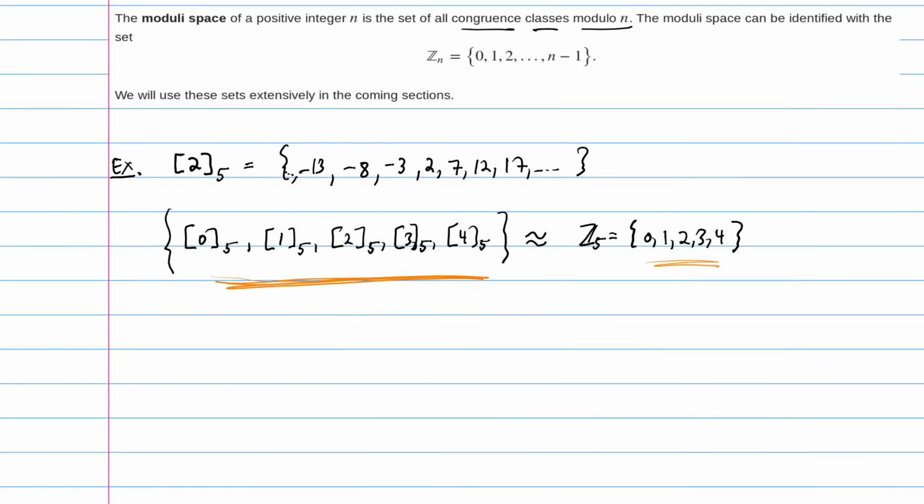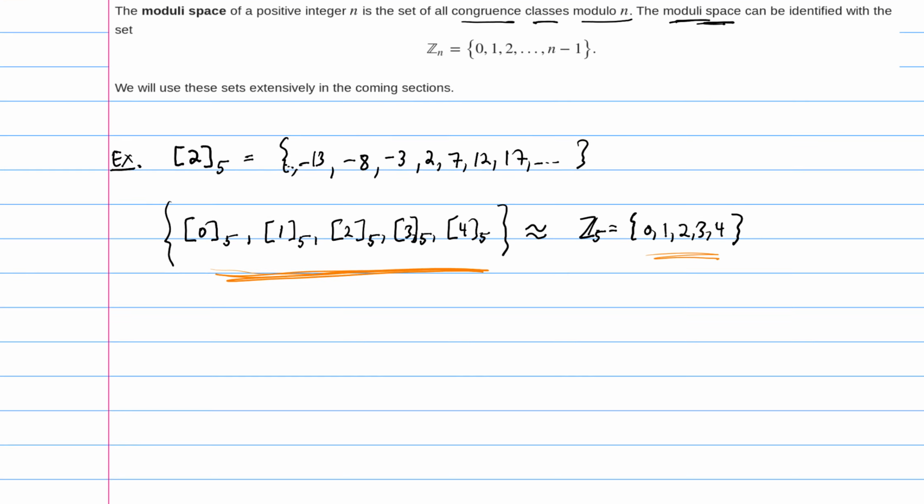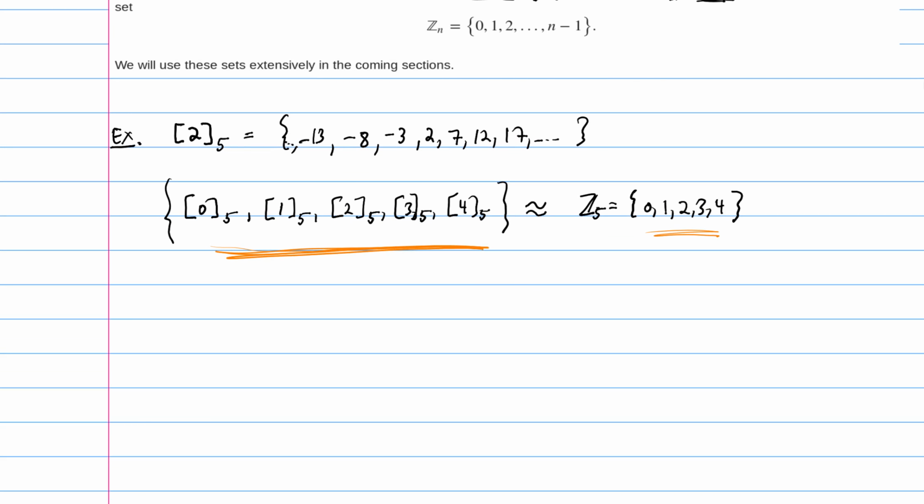So the space of all congruence classes, that space, by the way, is called the moduli space of degree n or size n, or whatever you want to call it. But we are going to use this notation a lot moving forward. This notation is very valuable to us when we are doing modular arithmetic.